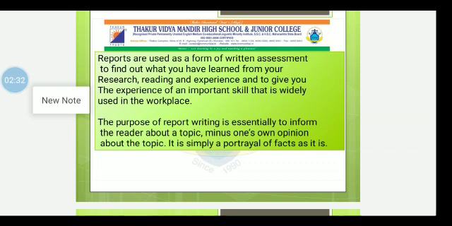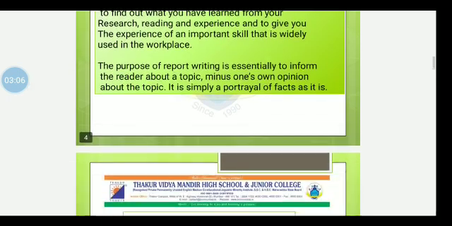But what is the purpose of writing a report? The purpose of report writing is essentially to inform the reader about a topic minus one's own opinion about the topic. That means you just cannot state your opinion. Your opinion is your opinion only, but not meant for report writing. It is simply a portrayal of facts as it is. That means what you see, you present. You don't add anything of your own.